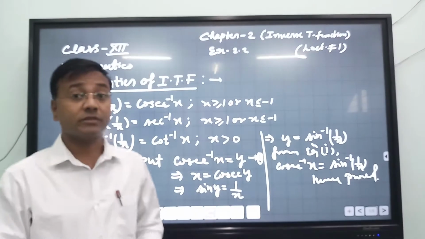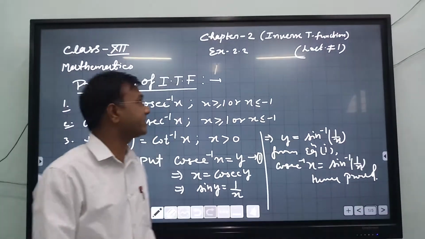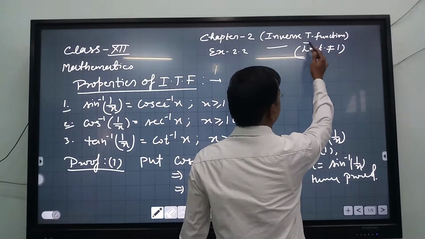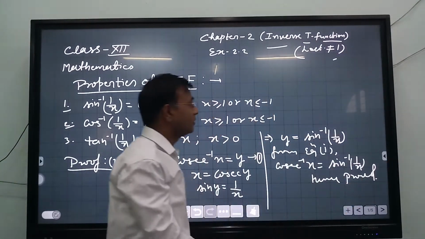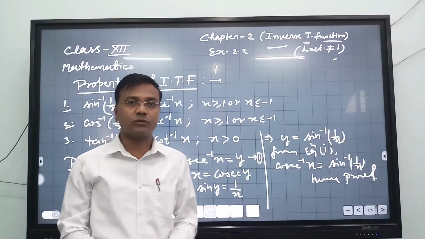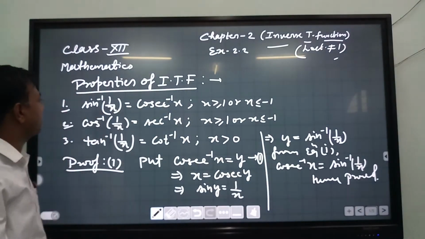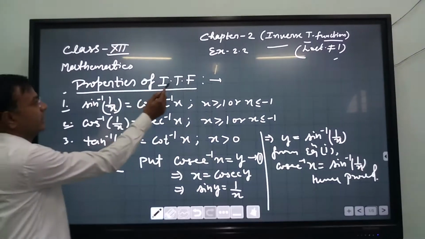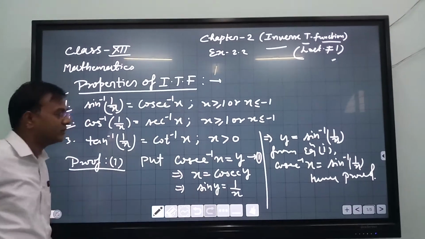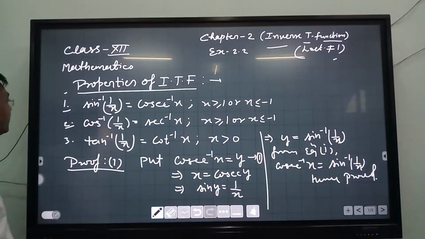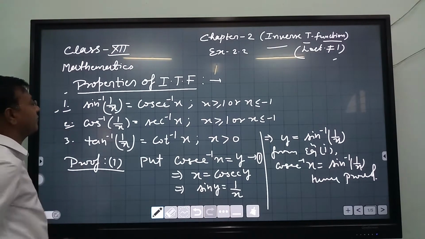Good morning, students. Today we are going to discuss exercise 2.2, chapter 2, inverse trigonometric functions. Lecture first. Having discussed 2.1, it's now time for learning some properties of ITF, that is inverse trigonometric functions, and these are very important properties for exercise problems. So let's see the property number one.